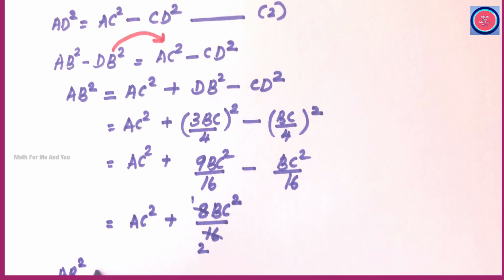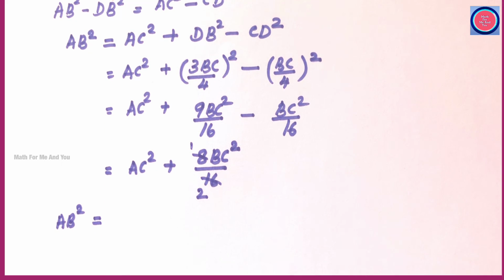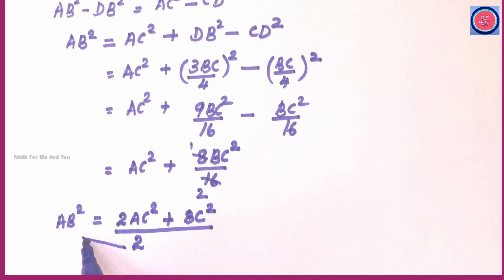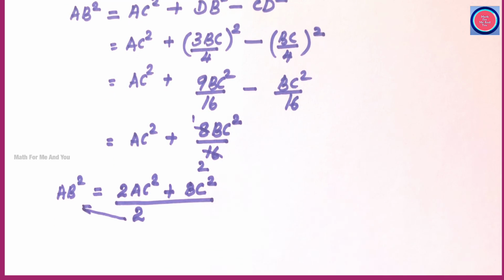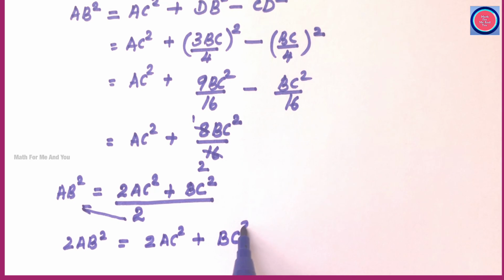Left side is AB square. On the right side we can take 2 as common denominator. Then 2AC square over 2 plus BC square over 2. See, we have taken 2 as common denominator, so AC square changes to 2AC square over 2. Now cross multiply with the 2. We get 2AB square is equal to 2AC square plus BC square. This is the proof we needed. We have completed the proof.